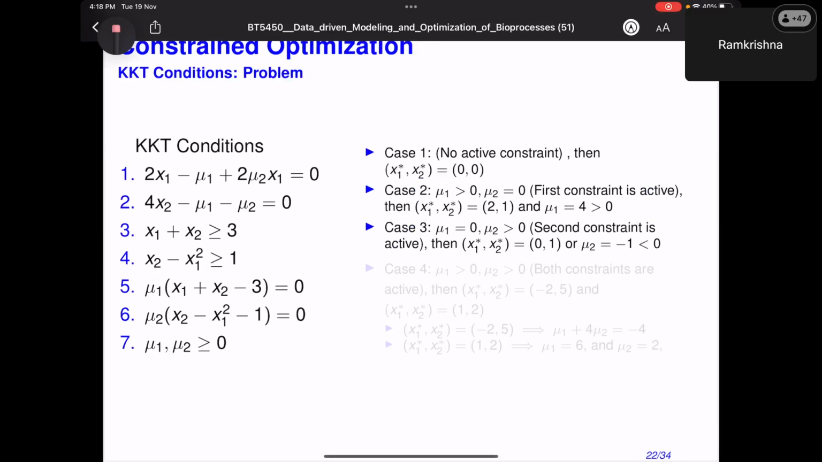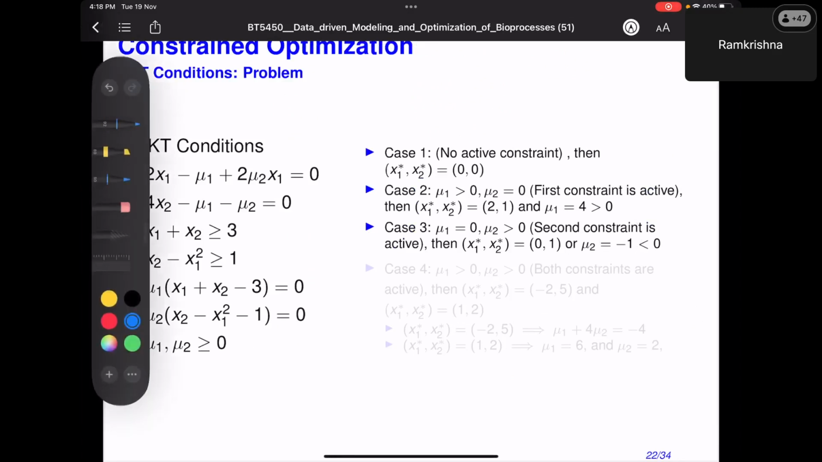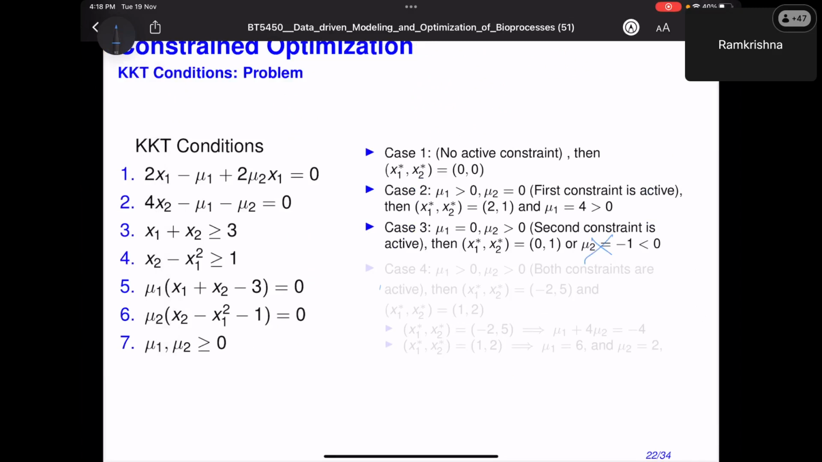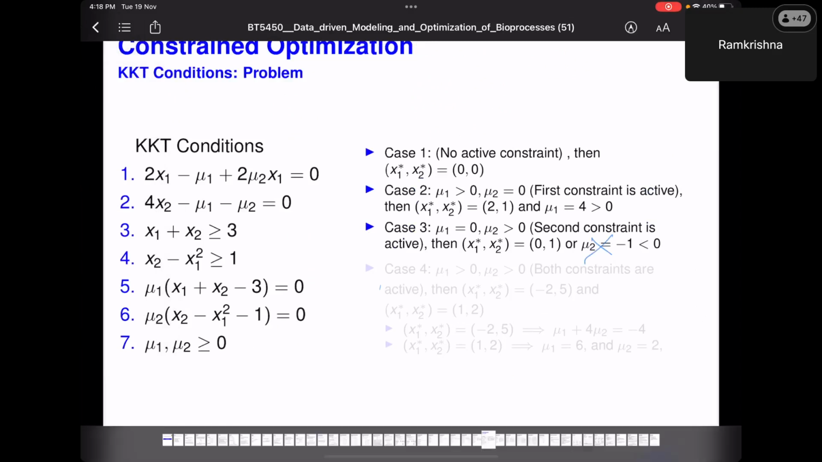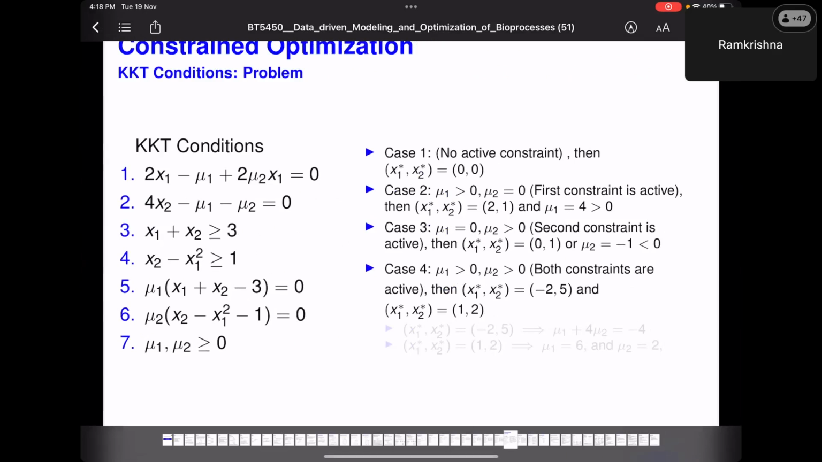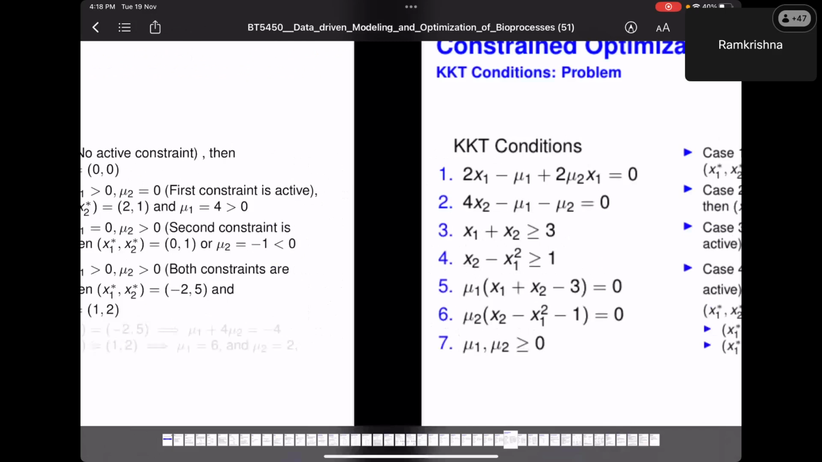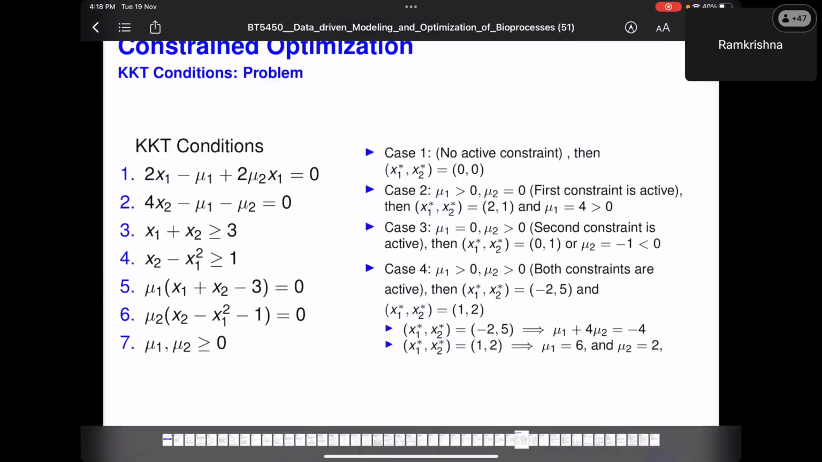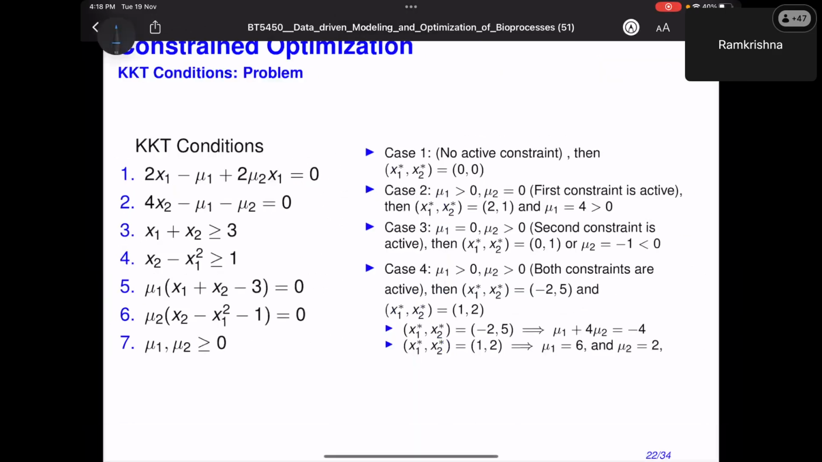This is not allowed because I always want my mu to be greater than 0. So this is a bad thing that has happened. Then I say, okay, both constraints are active, in which case I have a solution of the form -2 and 5, and I get a couple of those solutions, and I keep on doing this. So something bad happens here also, right? That mu, okay, sorry, this is kind of okay, I think.